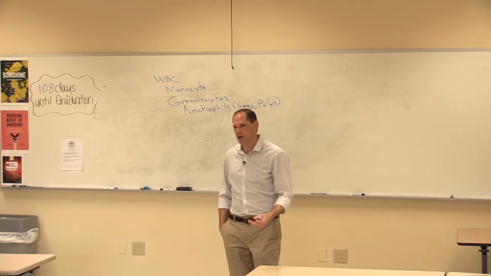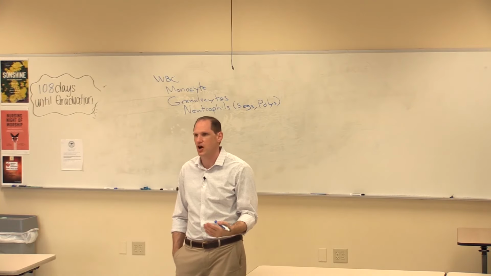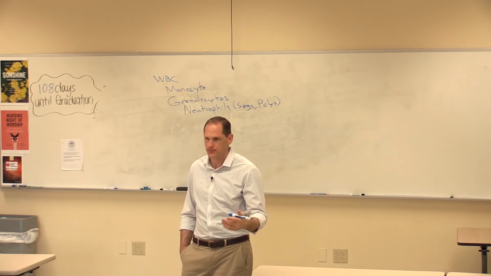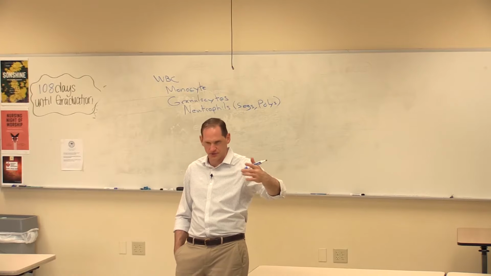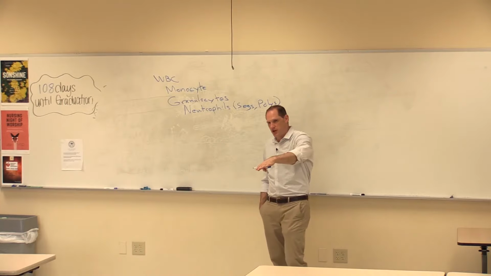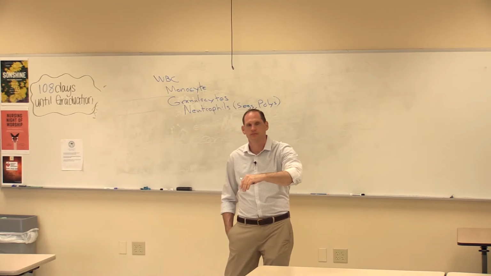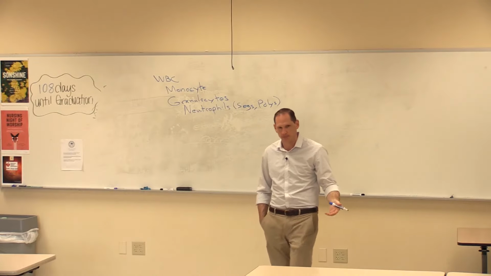An immature, a teenage neutrophil is called a band. That's all you need to know as far as the different names go. Now, you do need to know what it means when bands are high. And what does it mean? The infection is more severe.